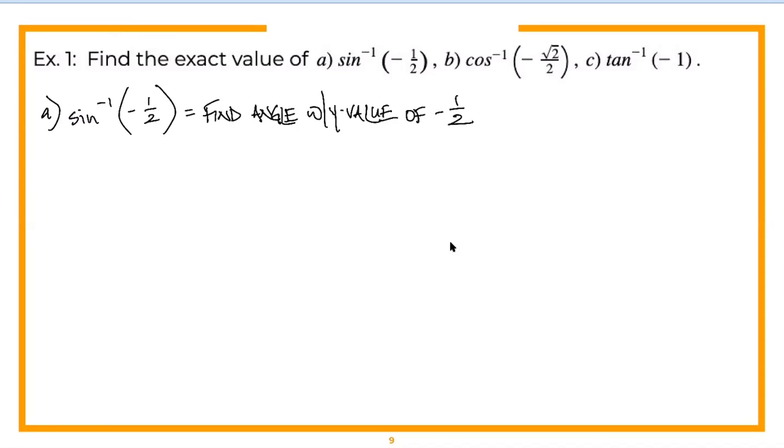Because that's his sine and not cosine. Exactly. The fact that it says sine and not cosine means we want to find the y value of -1/2. So on your unit circle, can you guys find the angle that has a y value of -1/2?